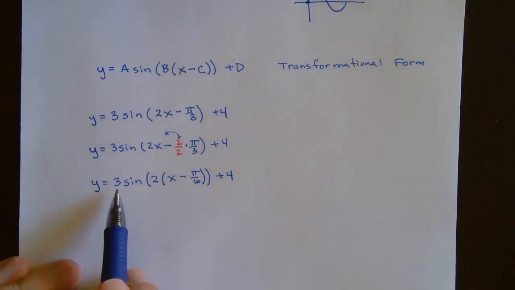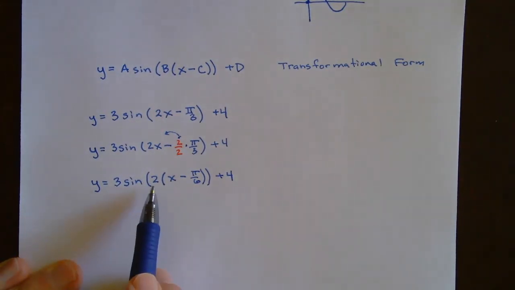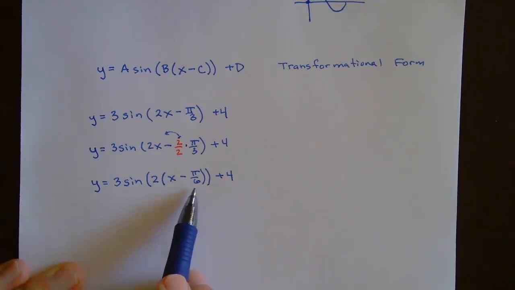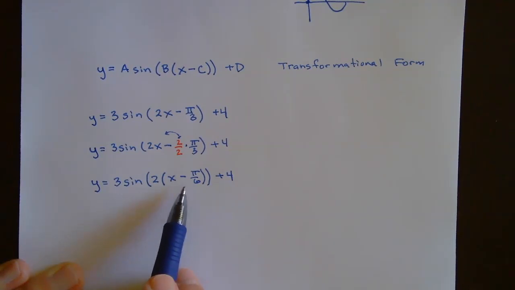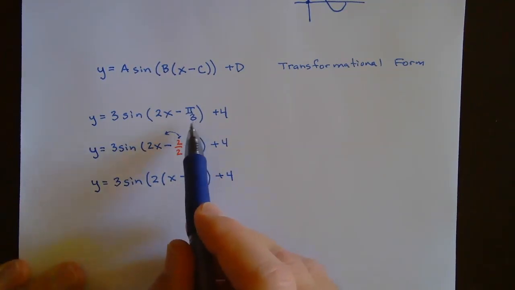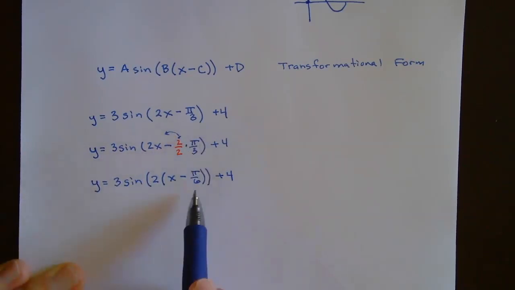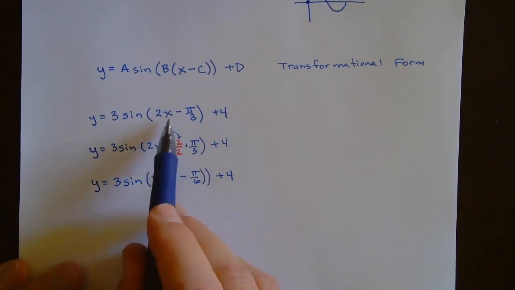So this sine curve has an amplitude of 3. It has a B value of 2. So to get the period, we take the reciprocal of that 2, which is 1/2, and multiply it by 2 pi. That would give us a new period, okay? And then we can see that this has been shifted to the right pi over 6. So up here, it looks like it got shifted pi over 3. It didn't. It got shifted pi over 6 because this is double the x, right?